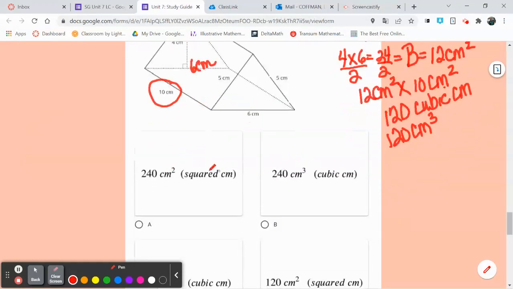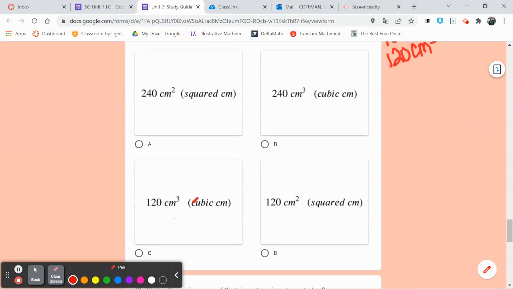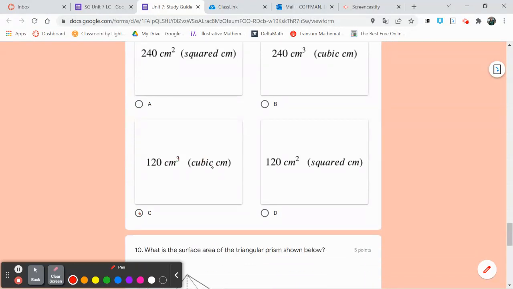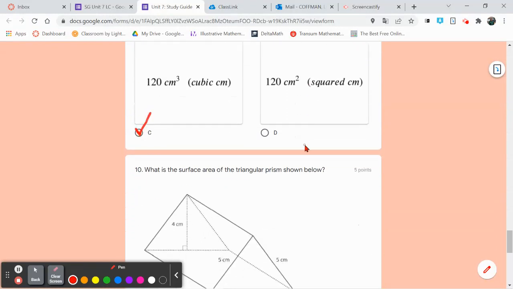240, no, 240. Notice they're trying to trick you by putting different units. This is volume. When you're doing volume, the units are always cubed, to the third power. There it is, 120 centimeters to the third power, cubic centimeters, because we're doing volume. Boom. All right, we got one more left.